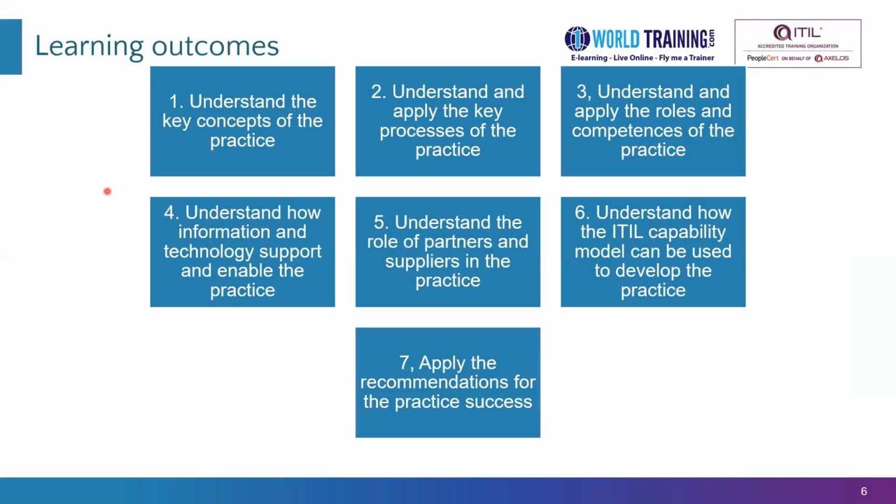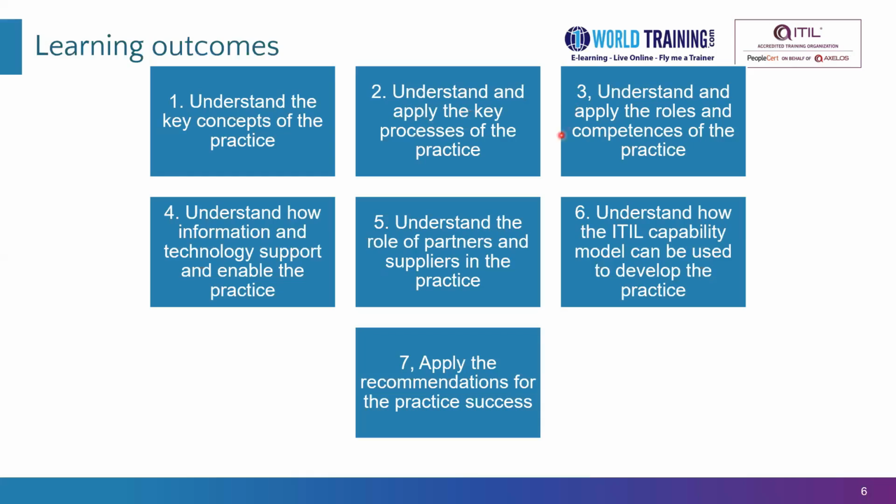The learning outcomes. Every practice certification is made up of these 7 sections or modules. It always begins with understanding the key concepts of the practice, or the basic concepts, and there are several of them in every practice certification. Then we move into the 4 dimensions for each practice. So number 2 is understanding the key processes and a bit about the value streams. And for each process, we will deal with the activities, inputs, and outputs. Usually there are somewhere between 2 to 4 processes in each practice, and similarly, here we have 2 processes to deal with.